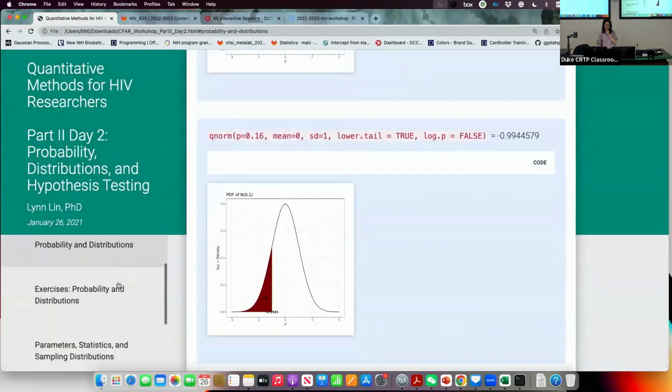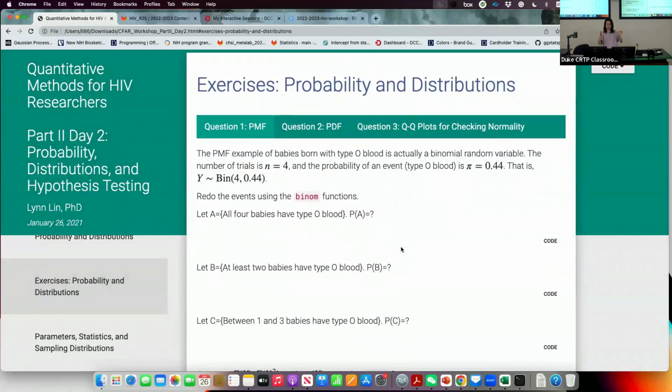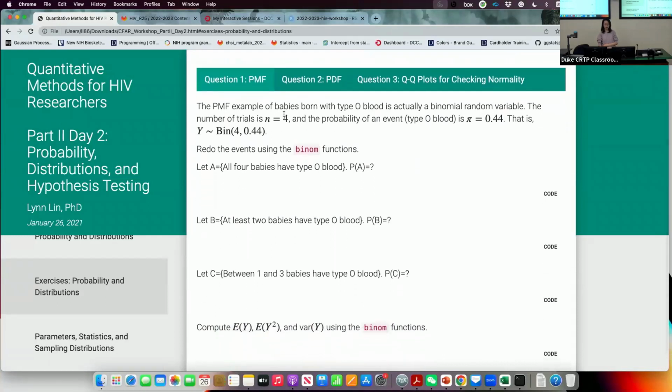So the Q norm gives you this value here. Probably you feel like there is too much going on, so hopefully this exercise will help you understand better. Now let's look at the first axis. The first axis corresponds to the PMF, the probability mass function, for a discrete random variable. We talked about the example of babies having type O blood. This is a binomial random variable, and the number of trials is 4. Suppose the probability of success is 0.44. That is, this random variable y, the number of successes within these 4 babies, is a binomial distribution with parameters 4 and 0.44.